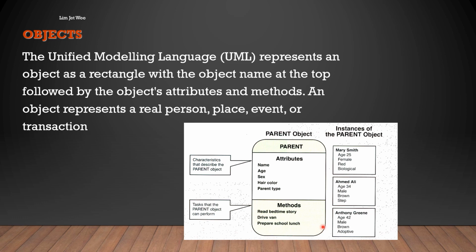It looks like this, right? So you have the name of the object on the top, in this case the parent. Then you have the attributes and the methods. Right? So an object is basically used to represent something, but it doesn't have to be physical. It can also be an event or a transaction.